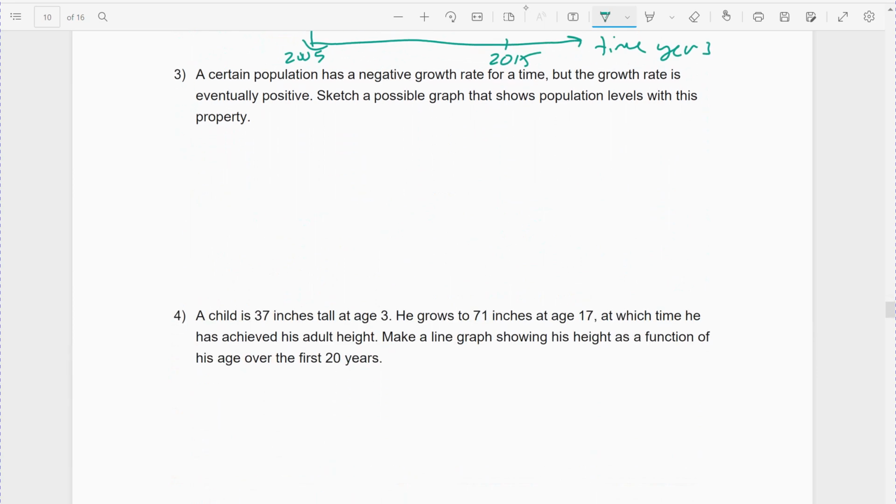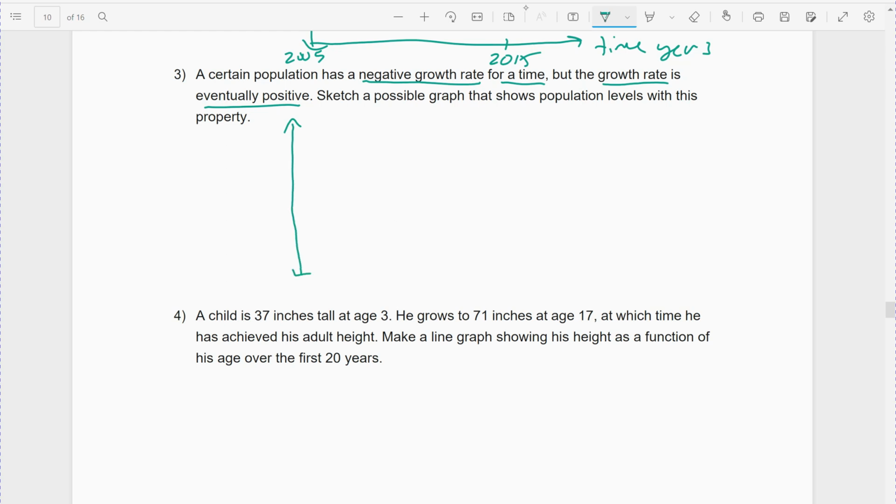All right, a certain population has a negative growth rate for a time, but then the growth rate is eventually positive. So this is going to be one that changes. We start negative, meaning we start moving down, decreasing, but then eventually at some point it switches to increasing. I just have to kind of guess if it's moving down, moving up. So I'm not going to do an extreme.